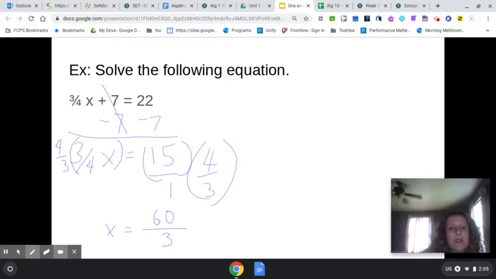Now notice that I can reduce that fraction. 60 divided by 3, I can divide those. So we should reduce that fraction when we can. So 60 divided by 3 is 20. So my final answer is x equals 20.